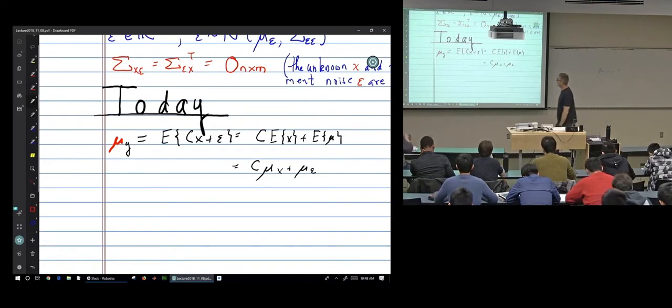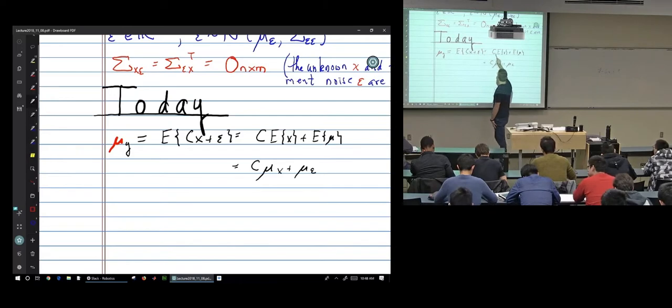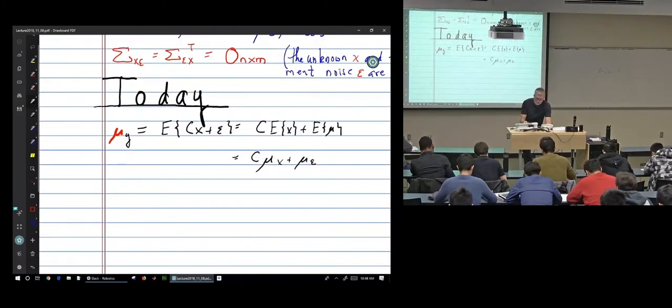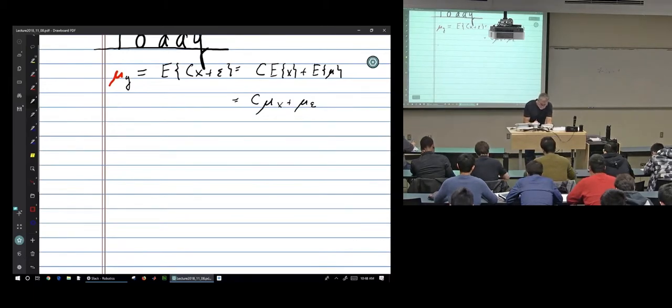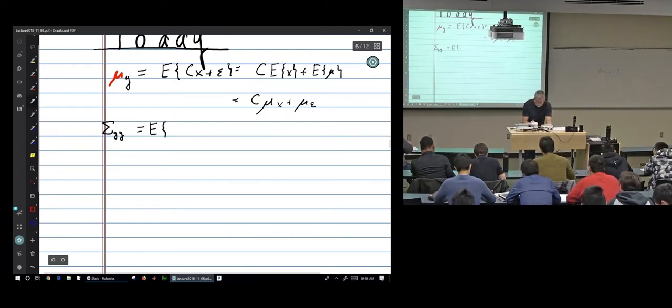We just use linearity and the fact that expectations are integrals, constants come out, and the expectation of a sum is the sum of the expectations. Good? Let's calculate the covariance of the measurement. I'm going to call that sigma yy. So that's the expected value of y minus its mean times y minus its mean transpose.